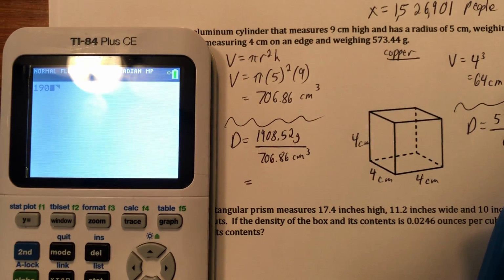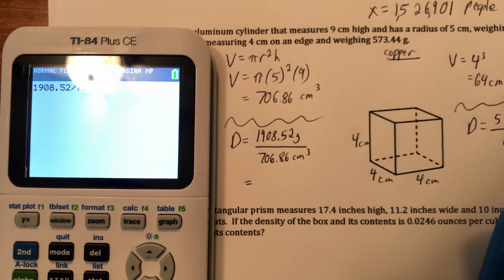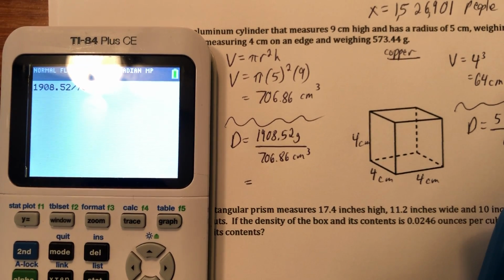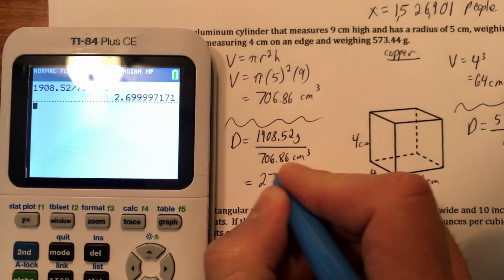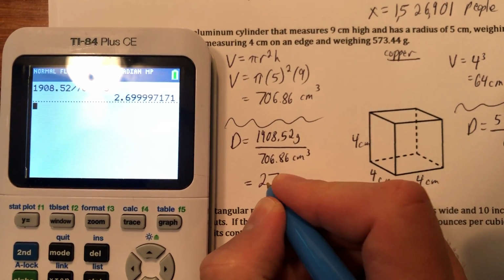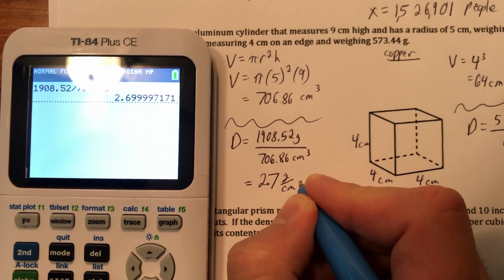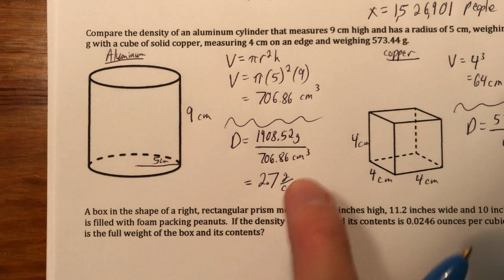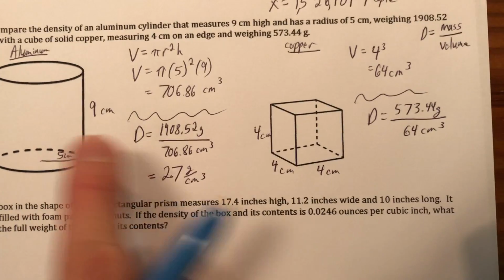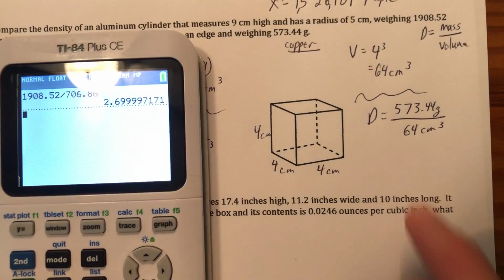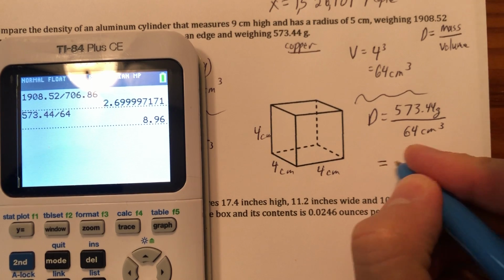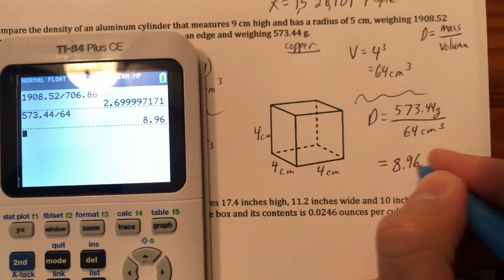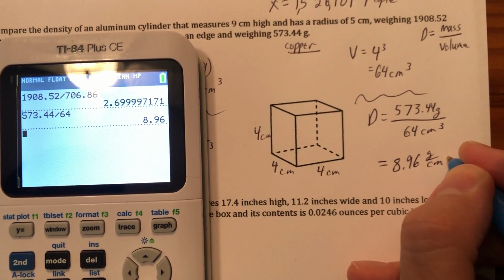And actually it is. I planned this problem so we could discover the differences between copper and aluminum. Both conduct electricity, for what that matters. This rounds to about 2.7 grams per cubic centimeter. And so even though this one weighs more, this one actually is going to have a higher density, and you'll see it in a second. 573.44 divided by 64, and that is 8.96 grams per cubic centimeter.